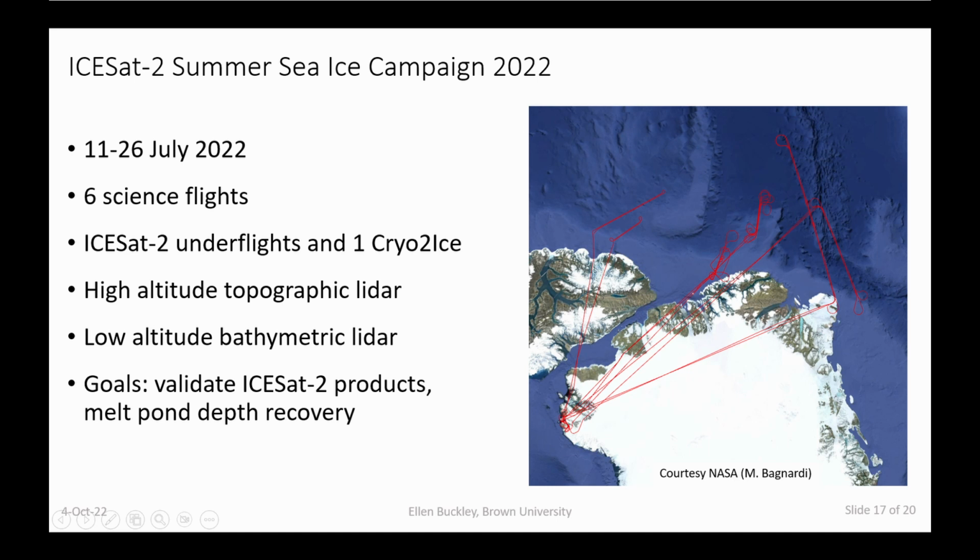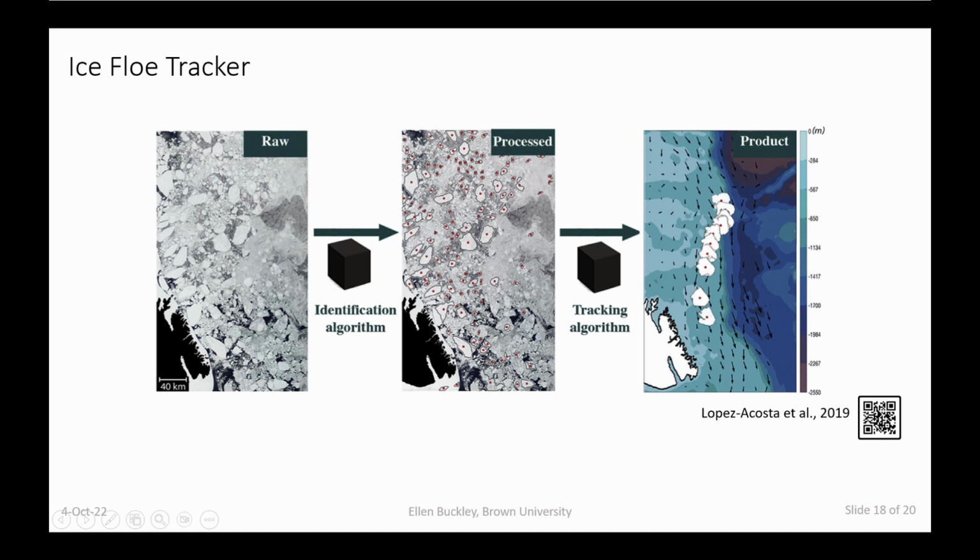And the goals of this campaign were to look at how we can improve the ICESat-2 higher-level products and what the ICESat-2 laser response is to melting sea ice surface, and then also generate an algorithm that can be applied systematically for the melt pond depth recovery from ICESat-2. Okay, so just moving on to the next part.